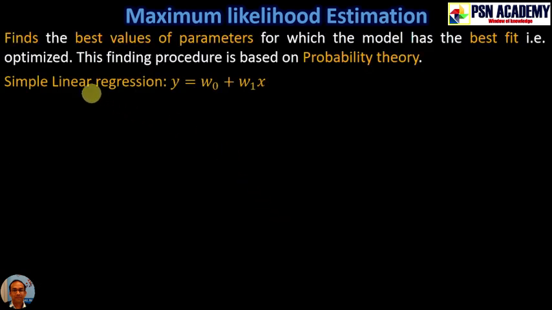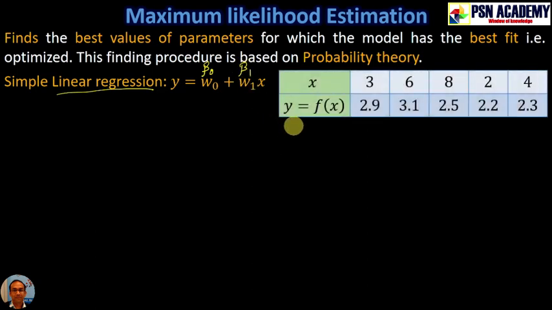Say, for example, we take simple linear regression and we have the equation like this: y equal to w0 plus w1x. People sometimes write this as beta 0 and beta 1. And for example, you have this data set of 5 data points. So these are the values of x, and these are the values of y.